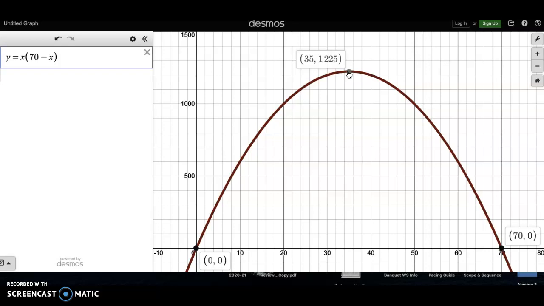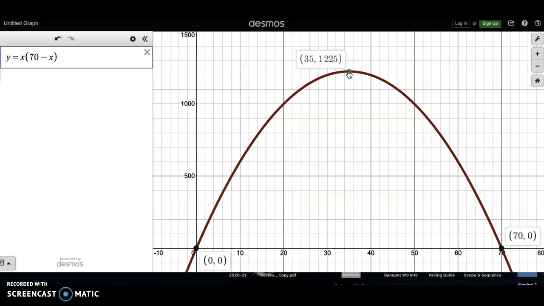The other question that we're asked is, is it possible for the garden to have an area of 1,250 square feet? That is not possible because I can see right here the largest value is 1,225.